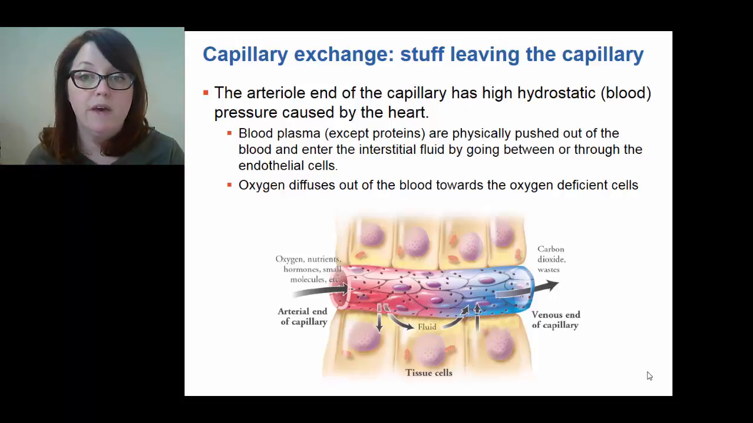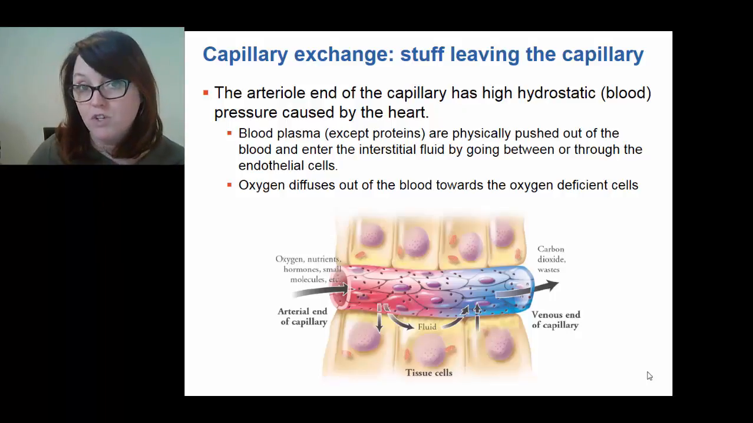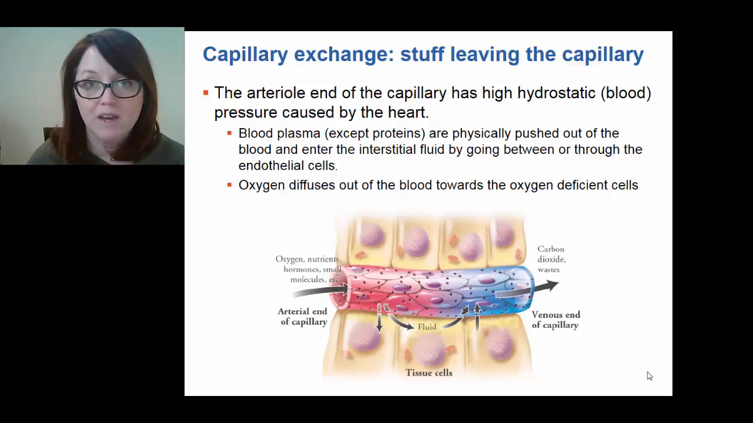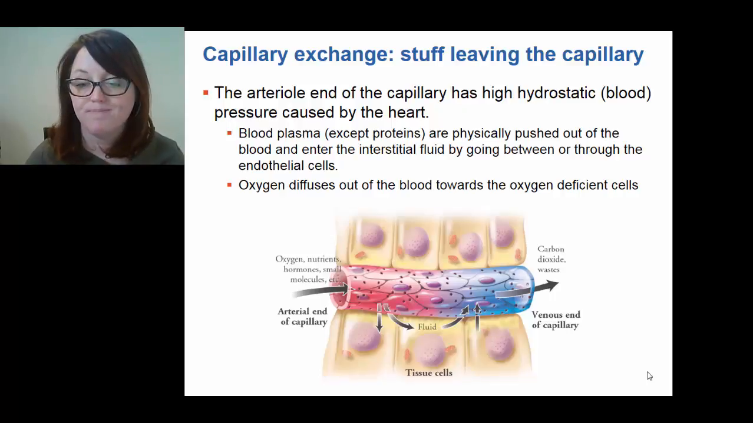Some things will just diffuse out, like oxygen that's in the blood will diffuse out of the blood towards the cells, because the cells have been making ATP and been using up their oxygen, so they're more oxygen deficient than the blood is. So oxygen will just diffuse from an area of high concentration in the blood to an area of low concentration towards the cells.